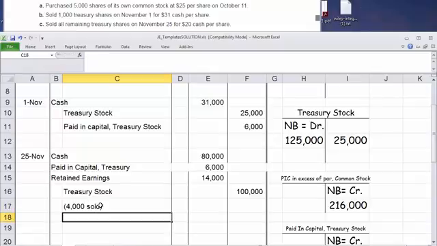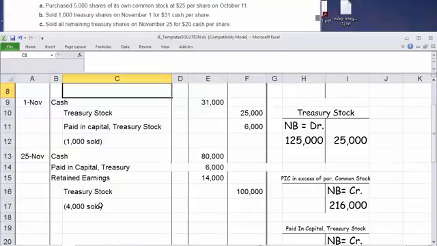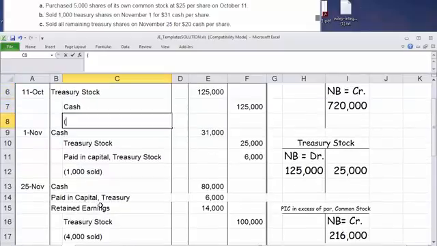I'll put a little explanation in case you forgot. And then we sold 1,000 shares of treasury stock. And then up here we purchased 5,000.